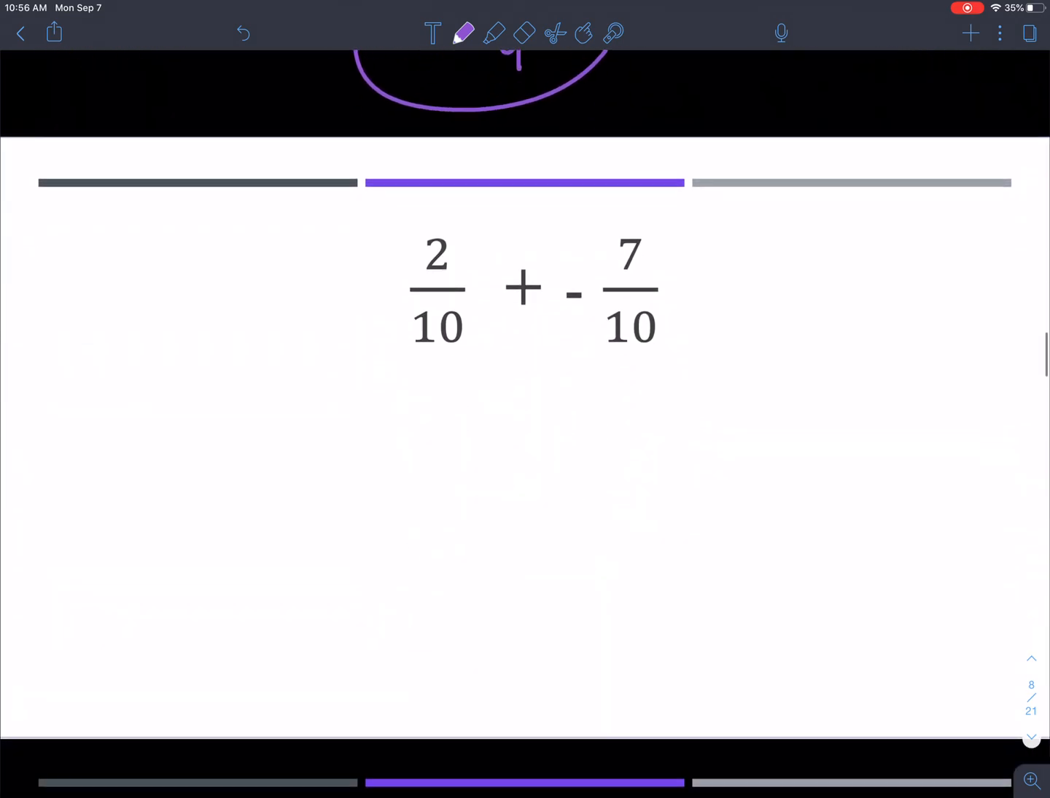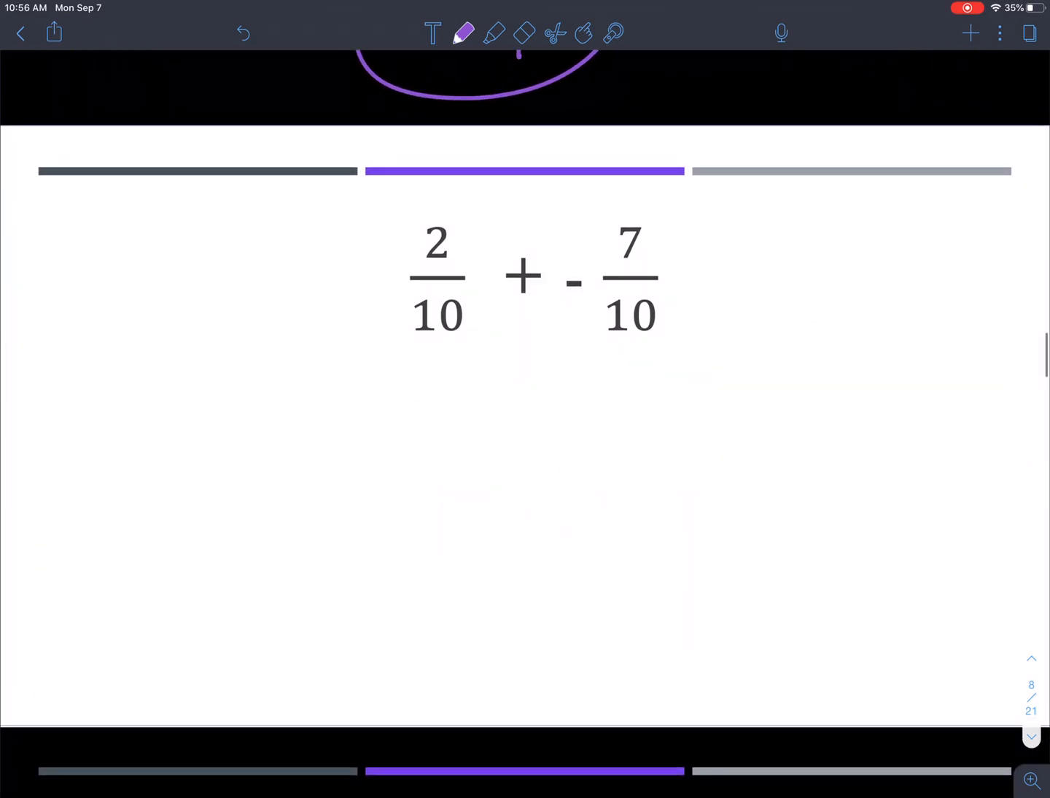Go ahead and pause the video. Try this problem on your own to see if you're getting them correct before you go into independent practice. We have 2/10 and negative 7/10.